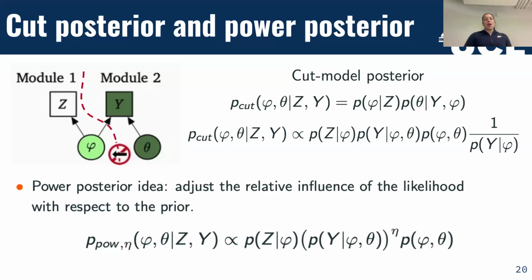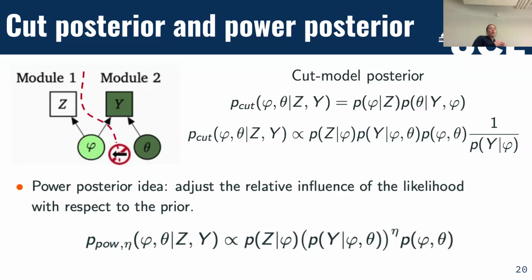usually between 0 and 1, of phi and theta given z and y, that's going to be proportional to the likelihood of z given phi times, and then when you want to get the likelihood of y, you're basically going to adjust this influence by putting it to power eta. So you're going to say, look, the likelihood of y given phi and theta, you can adjust it. It might be 0, 1, 1.5. But you kind of say how much you want it to influence. You kind of have access to do that.